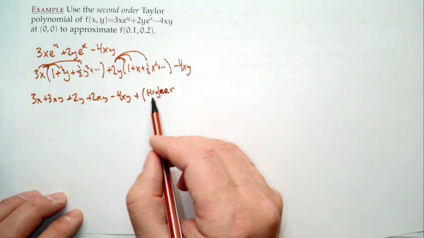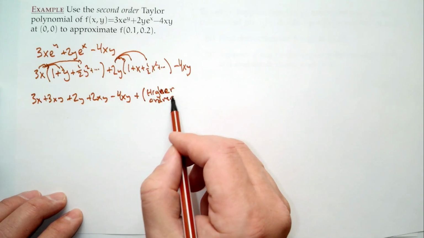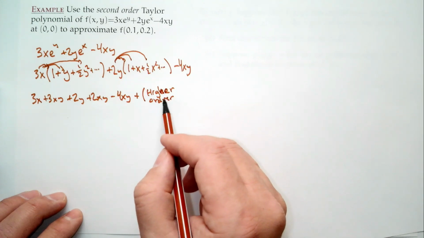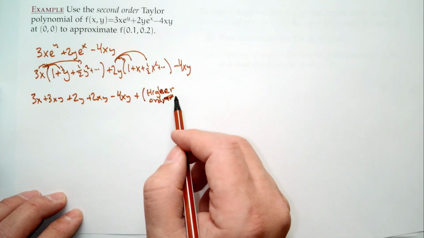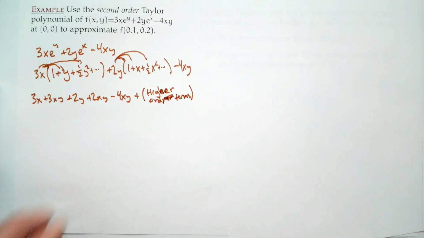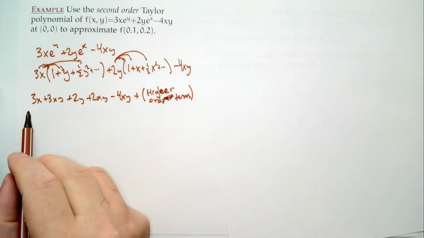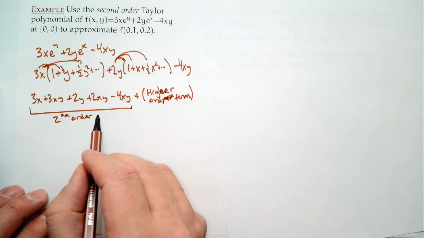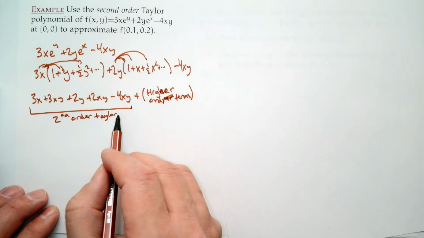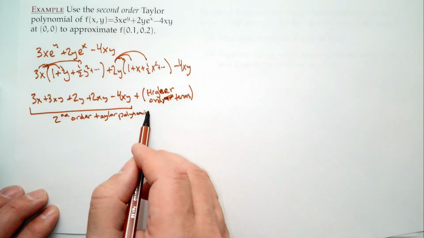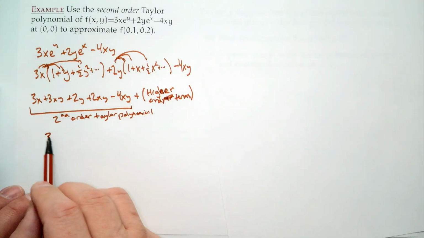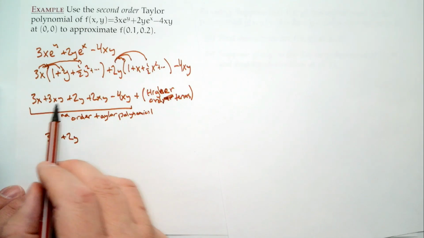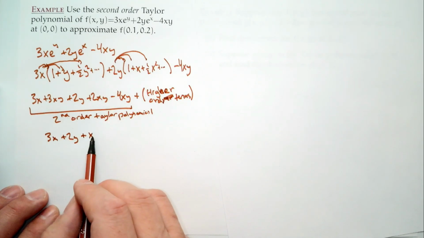Whoops, I can spell higher. Higher order, nope, I can't spell. Never mind. Higher, abbreviate order as ORD terms. All right, higher order terms. Those are terms which are essentially, from the polynomial perspective, degree 3 or above. This first part right here, this is a second order Taylor polynomial. But we can clean it up a little bit. What's something we can do? We can combine some like terms. So we get the 3x plus 2y, and the rest of them combine to give us xy.